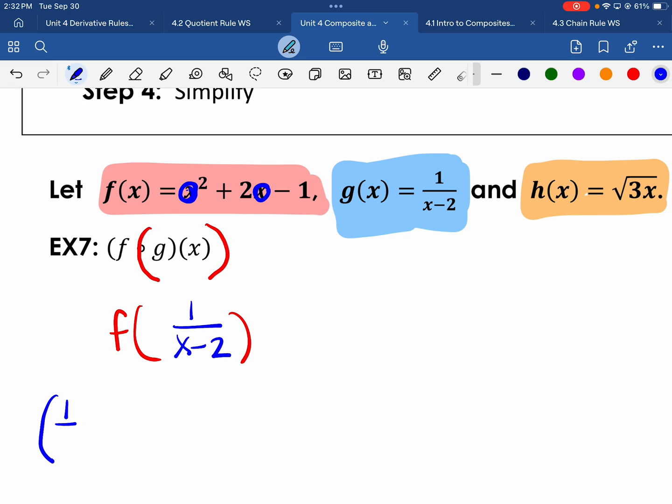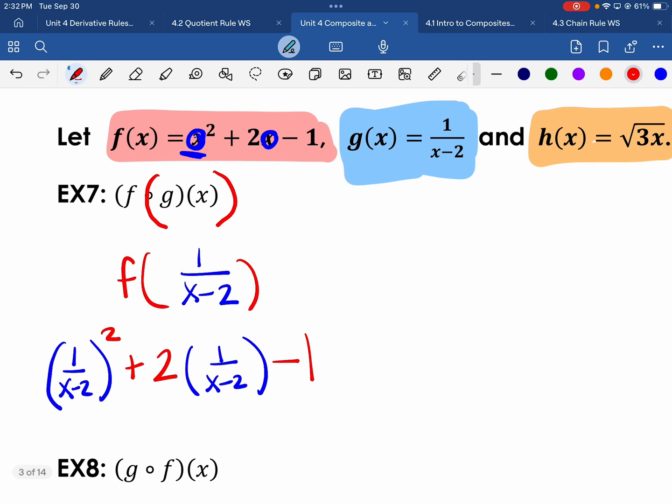Okay, so we're going to rewrite it. We've got 1 over x minus 2. That's going in this spot right here. I still have the squared. I still have the plus 2. This guy's coming out, and in place of him, I'm going to put 1 over x minus 2. And then I still have the minus 1. All right, setting it up, is that okay?